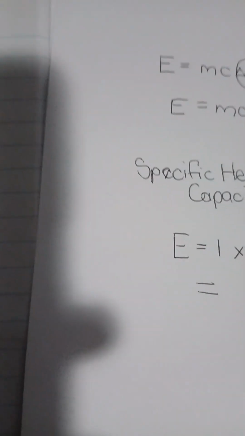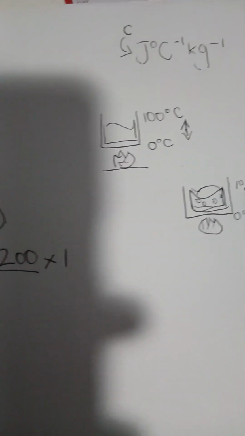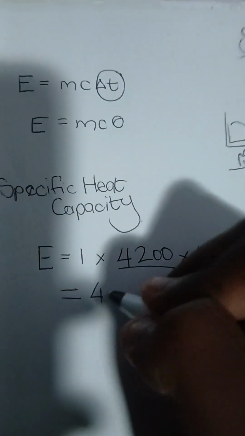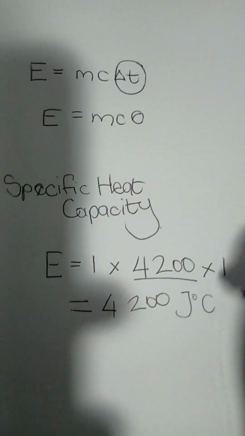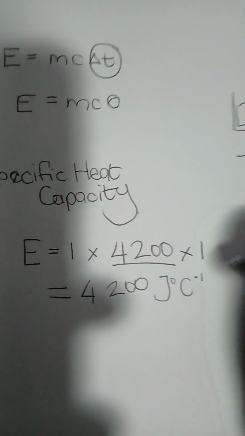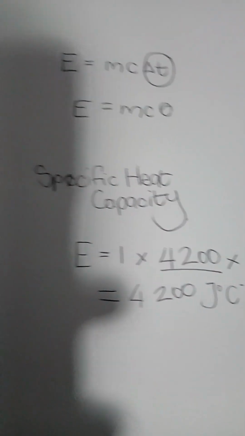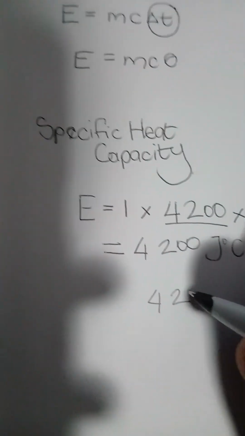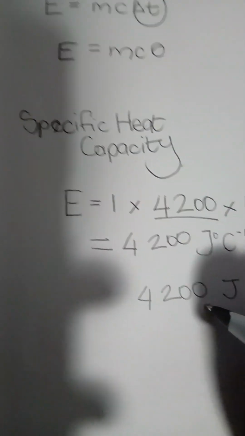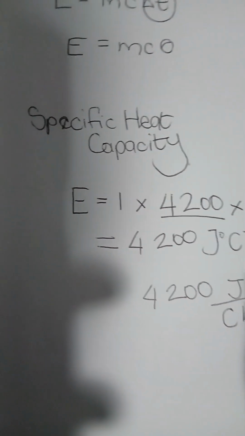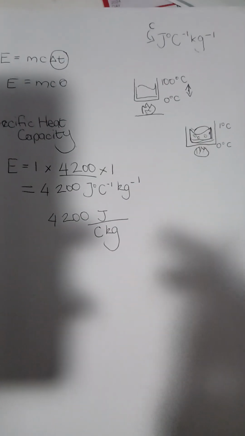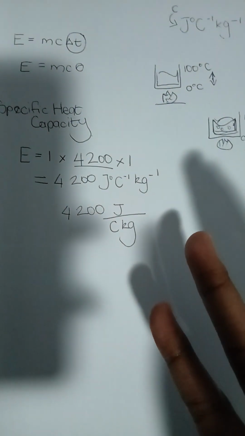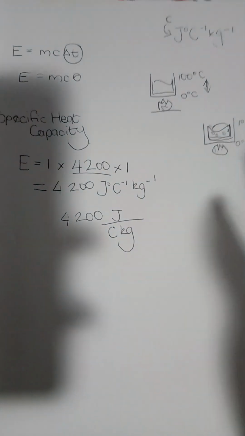So if you multiply that, you can already tell that, okay, in order for me to increase the temperature of water from 0 degrees to 1 degree Celsius, I'll literally need 4,200 joules per degree Celsius per kilogram. Or if you want to be specific, that would look something like 4,200 joules per degree Celsius kilogram. So yeah, that's the mathematical representation of basically boiling water and increasing it by 1 degree Celsius.